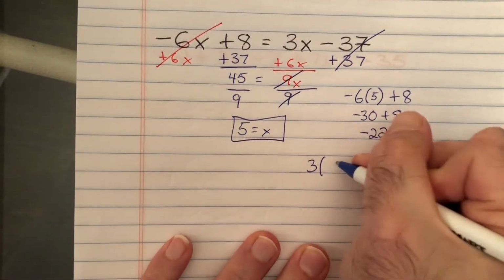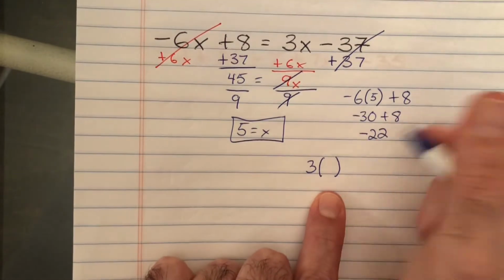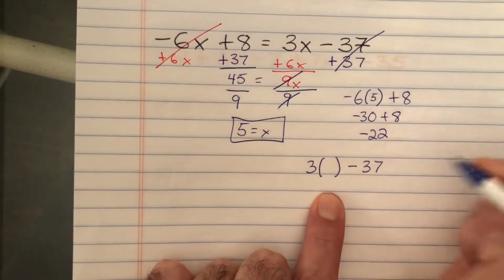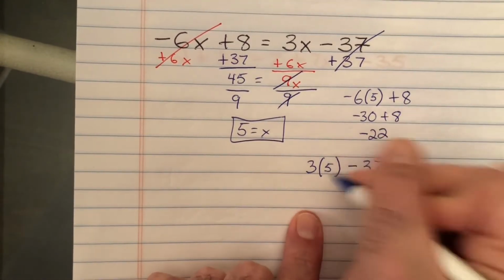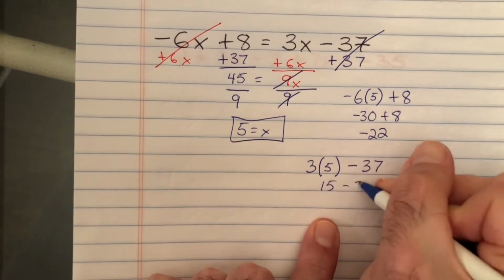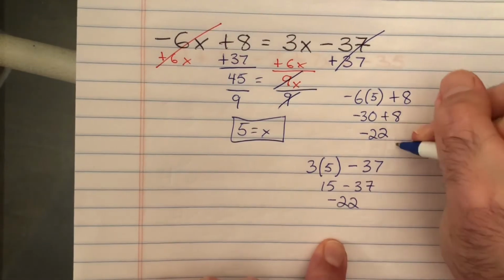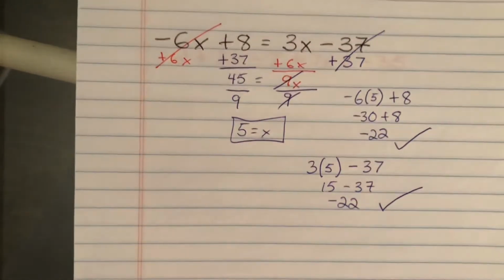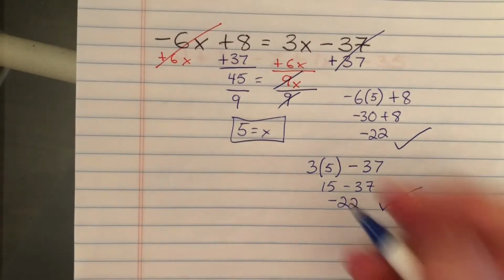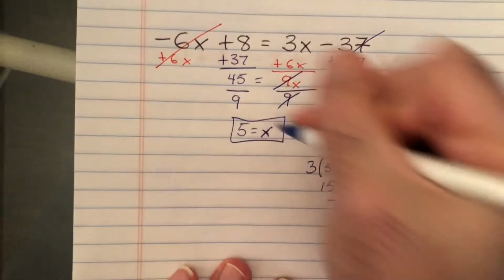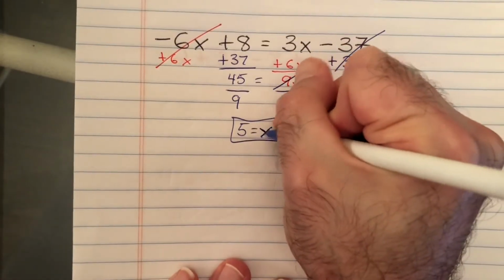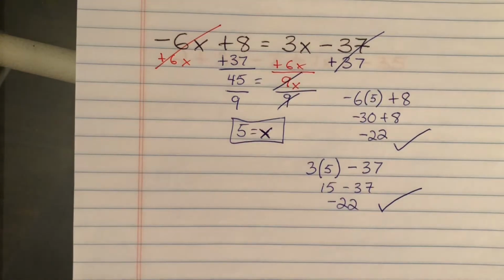3 times x minus 37. Put a 5 in there. 3 times 5 is 15. 15 minus 37 is negative 22. Yes, it matches. And yes, you know that x equals 5 is correct.